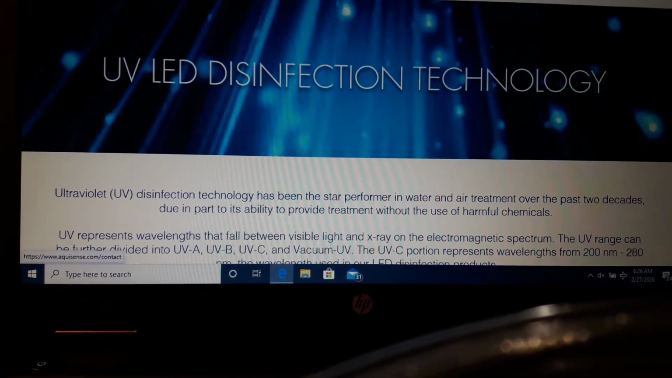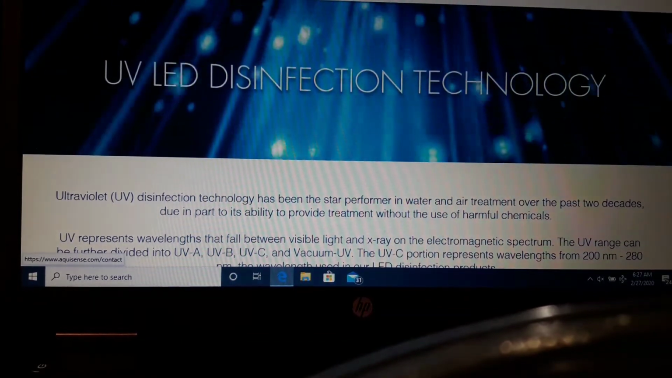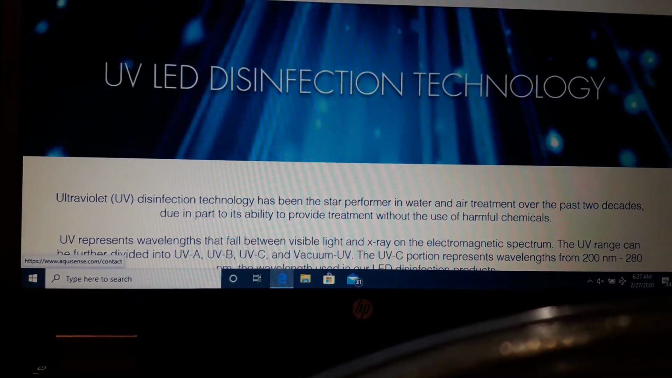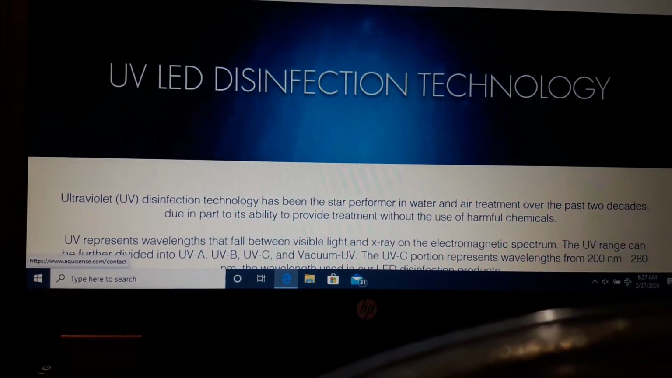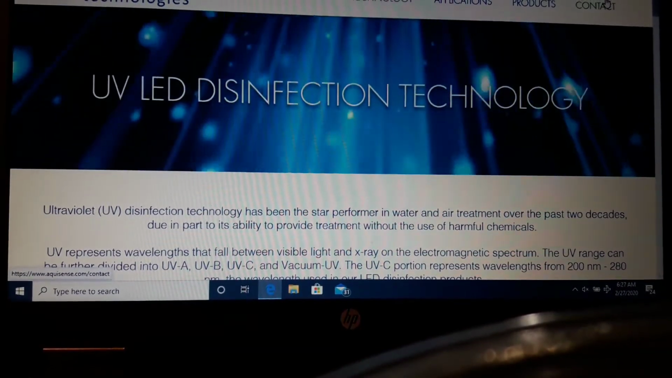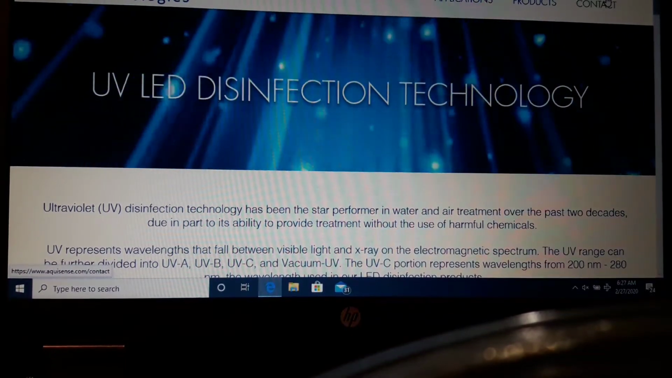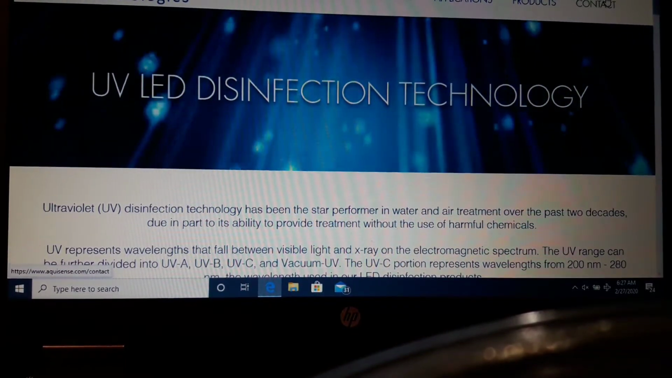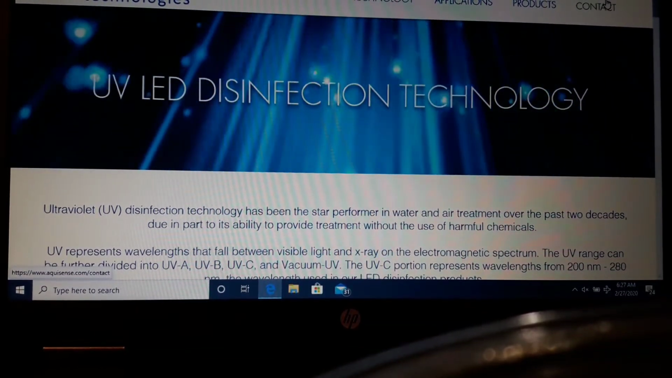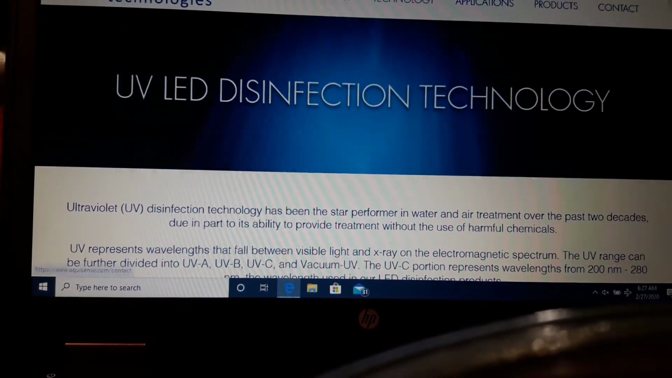Well, here we go, folks. I found this Aquasense Technologies and the UV LED disinfection technology. So I'm not going to recommend any particular product, but this is going to explain the differences in the different wavelengths of the electromagnetic spectrum of UV lights. And so let's just start reading this, okay?